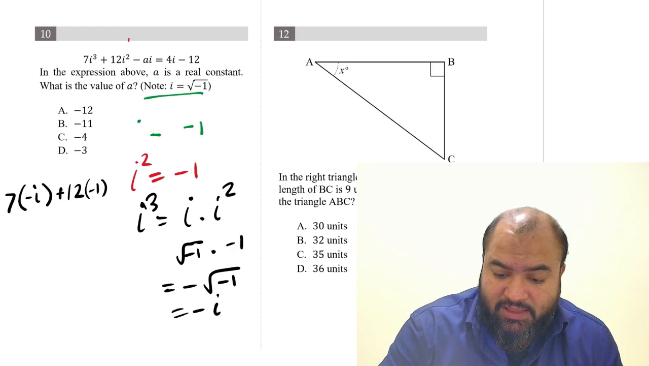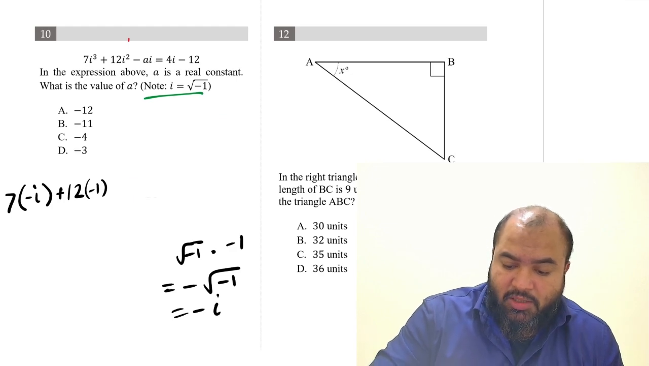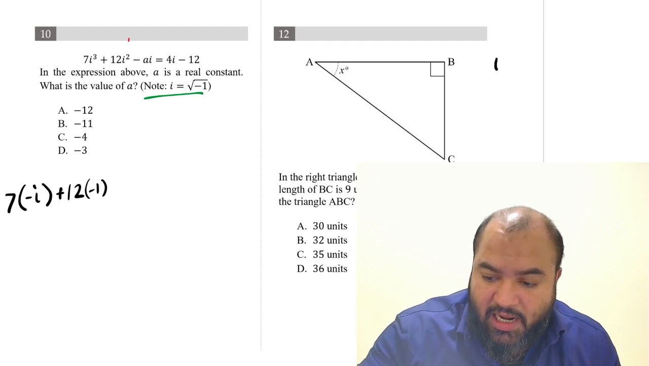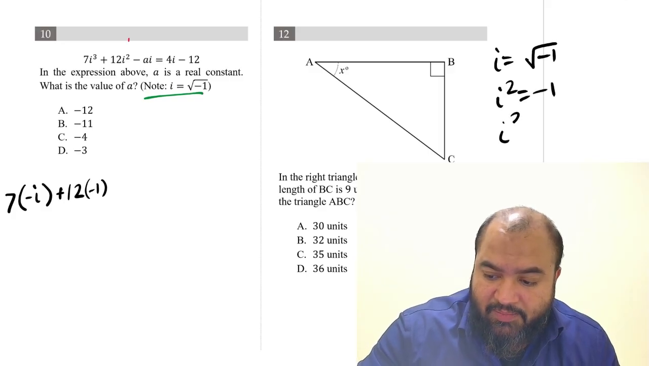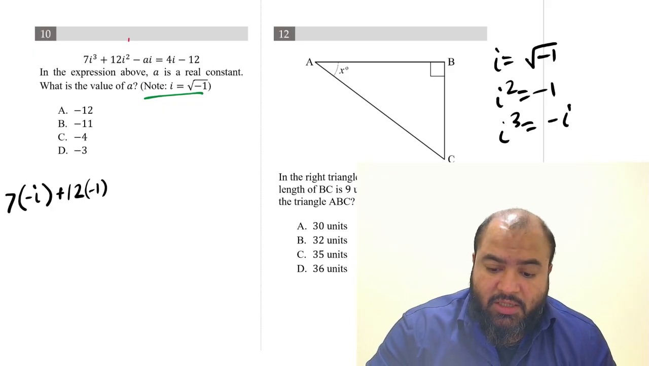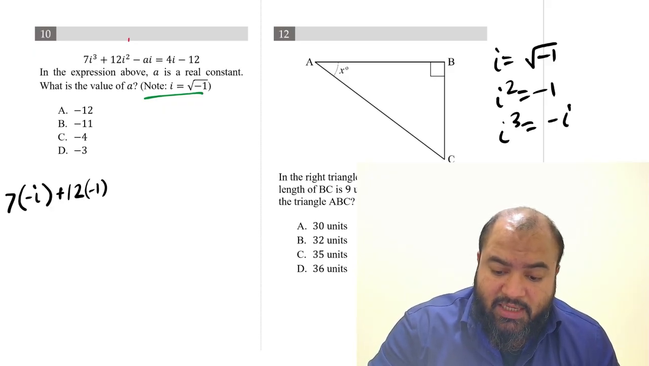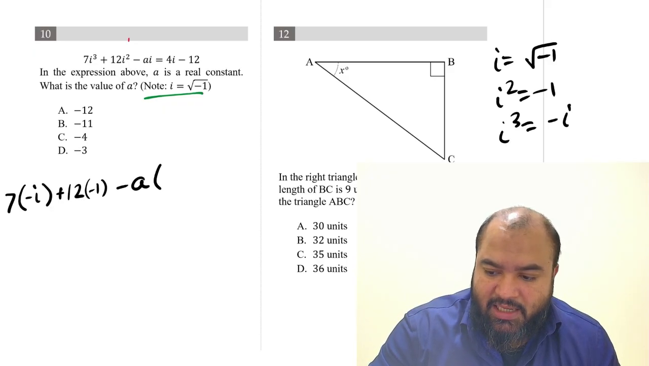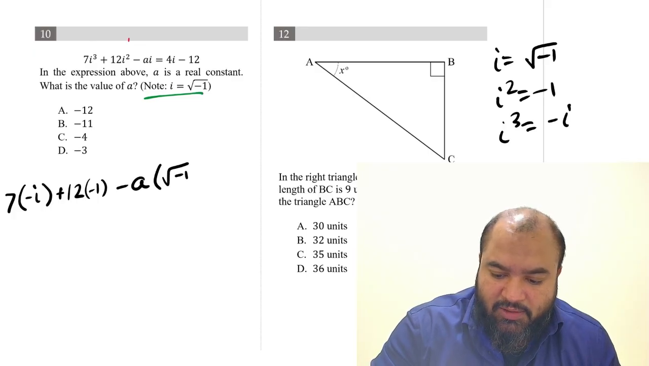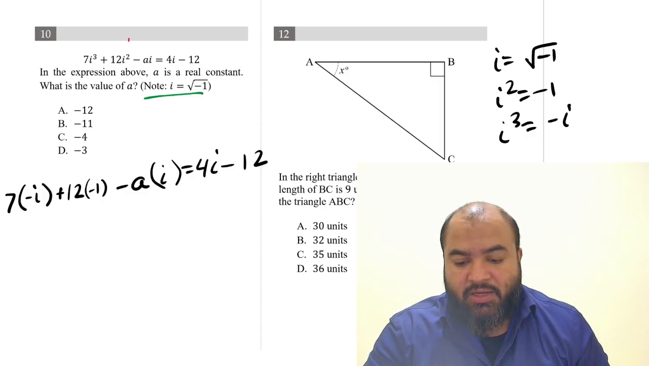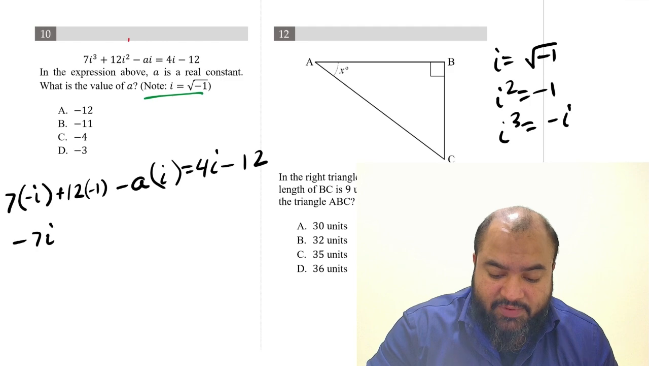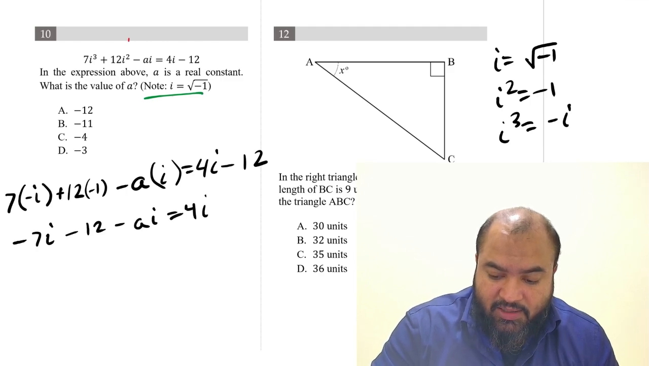And I'm just going to erase this for now here, and I'm going to write it on the side. So we found i is equal to square root of -1, which is given. i squared is -1, and i to the power 3 is negative i. Now 12 times -1 minus 8 times i means what? Square root of -1. You can call it, or just let's keep it i for now, equal to 4i minus 12. Okay, now this is -7i minus 12 minus ai equal to 4i minus 12.